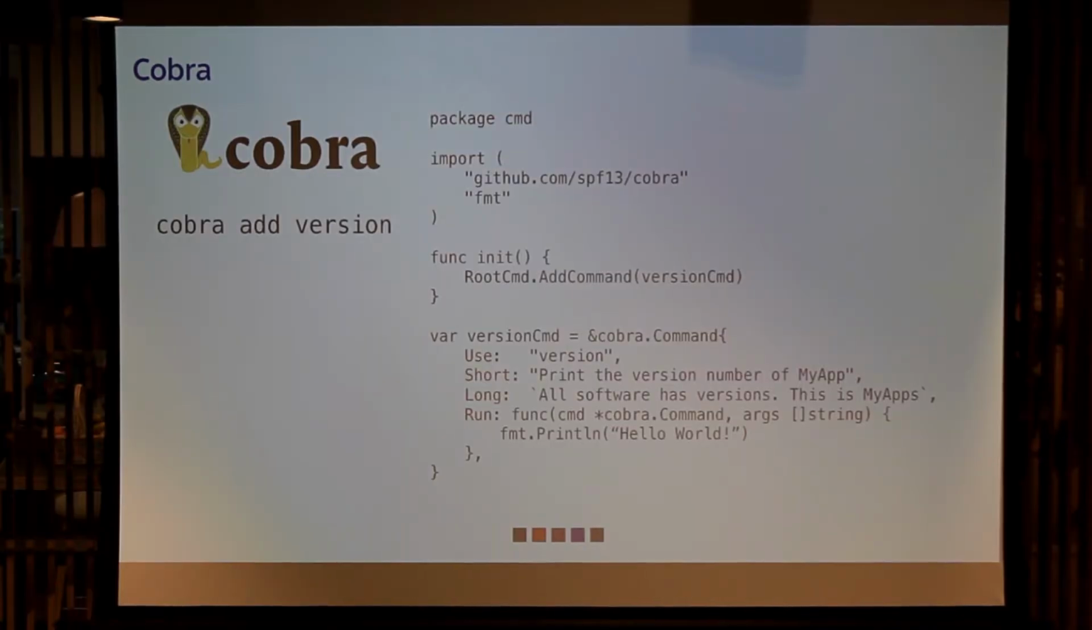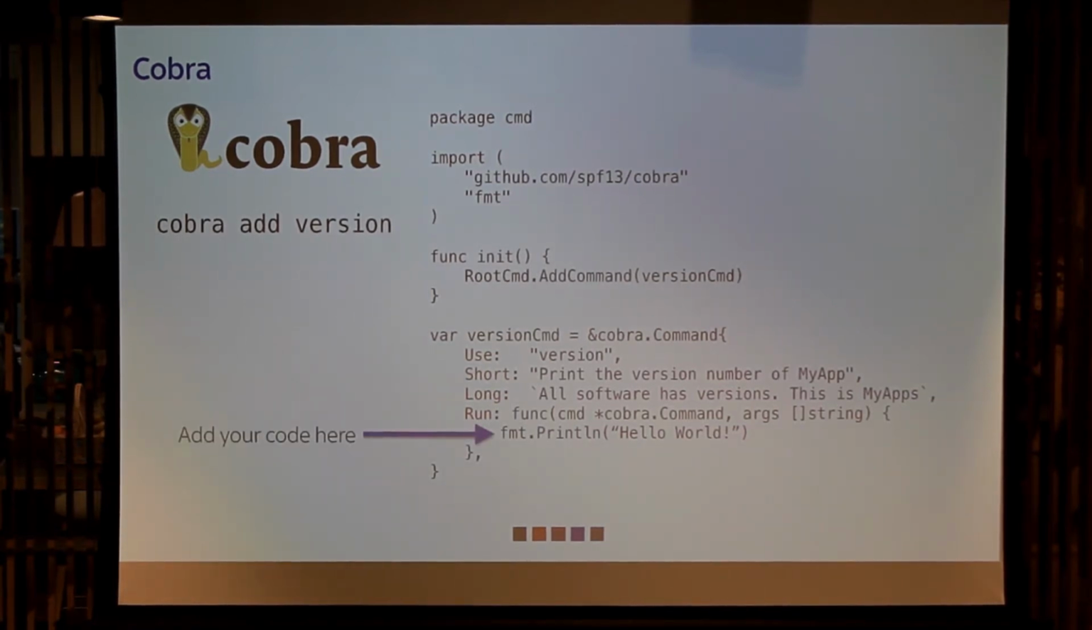This is what the boilerplate generation looks like. If I were to run Cobra add version, this would add a subcommand called version to my application and create me this boilerplate here. And your code goes here. Very simple. You can start adding options and things.